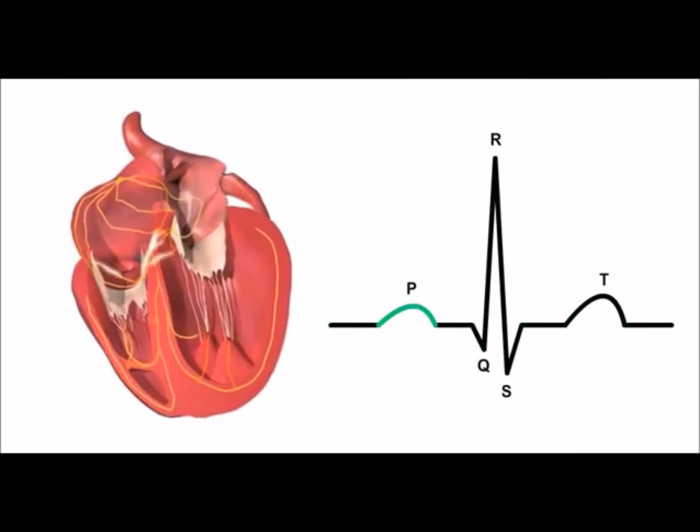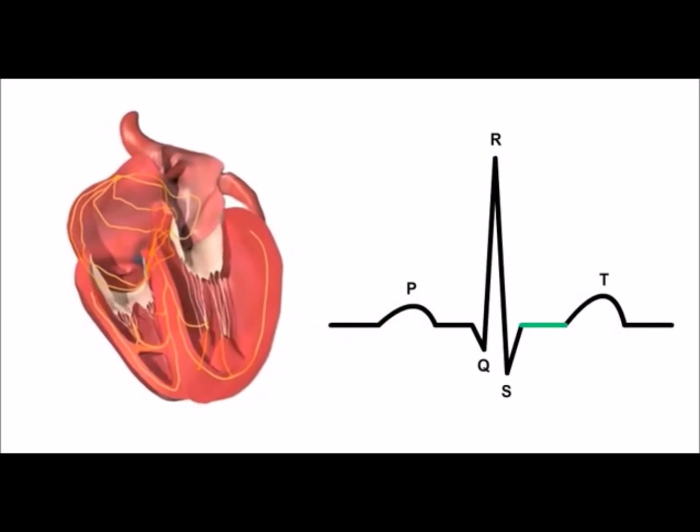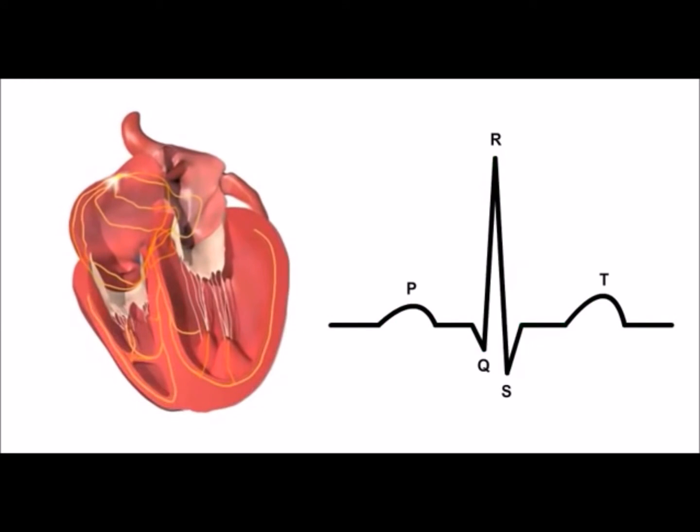Let's look at what happens during a single beat of the heart and how these events are depicted on an ECG. In a normal heart, each beat begins in the right atrium with an action potential signal from the sinoatrial or SA node, the heart's natural pacemaker.